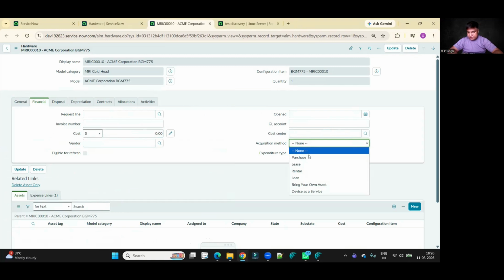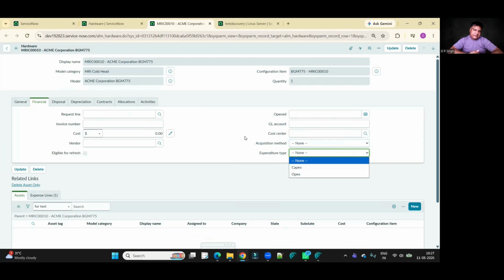Acquisition method. So generally it is purchased, right, for laptop and small things. But in case it is a server, it may be possible it is rental or lease. So depending on how you are acquiring this particular asset, you can write it, okay? Then expenditure type, like it is coming from CapEx or OpEx. CapEx means capital expenditure. OpEx means operational expenditure.